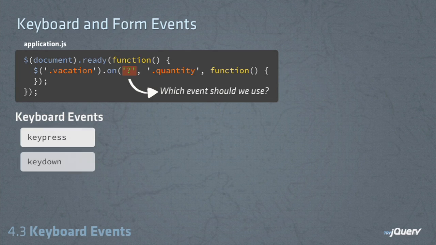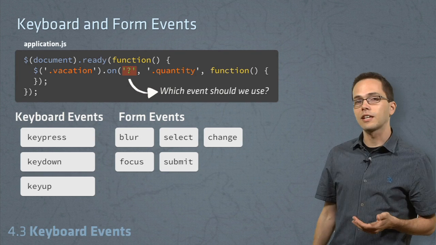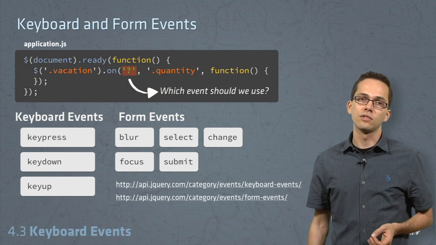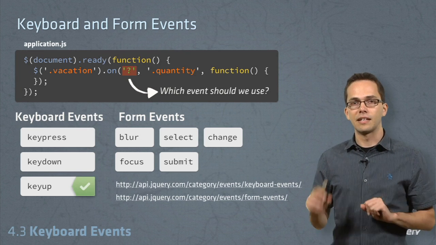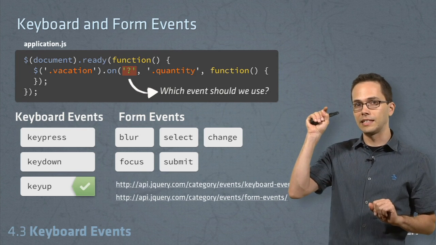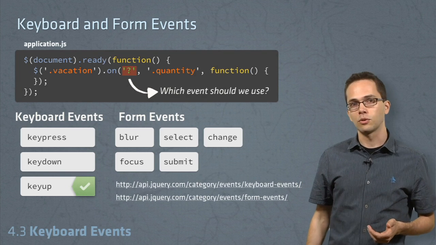Well, here's a list of keyboard events. You've got things like key press, key down, key up, and also here's a list of form events because that input is a form field. So we could be listening for blur, select, change, focus, or submit. Check out the documentation if you want to learn more about what each of these does. In our case, though, we want to listen for the key up event. So when somebody stops pressing a key, or a number in this case, we want to then calculate the total price.